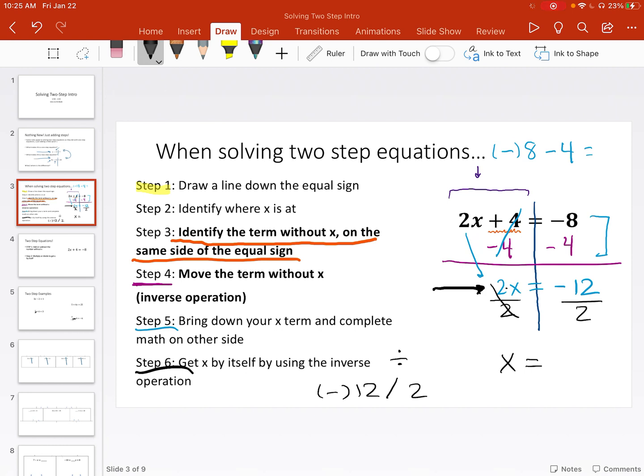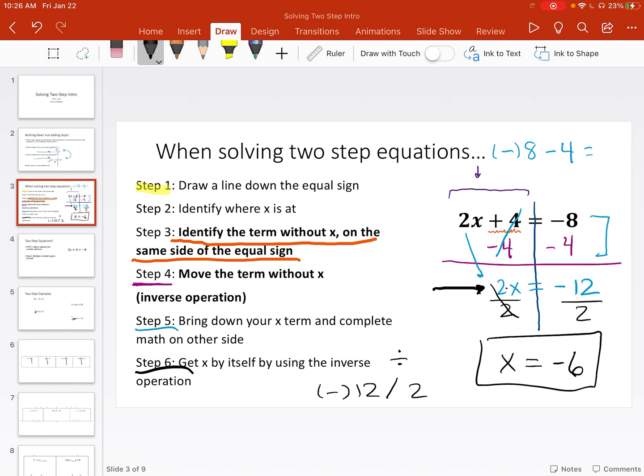Again, a negative divided by a positive is going to give me a negative. 12 divided by 2 will give me 6. So my answer is x equals negative 6. So I kind of broke that down into 6 steps. And then on the next slide, I'll show you the really simplified version that breaks it into 2 steps.